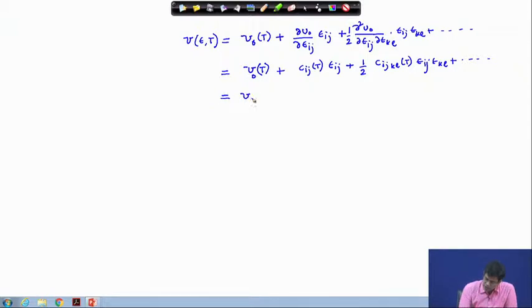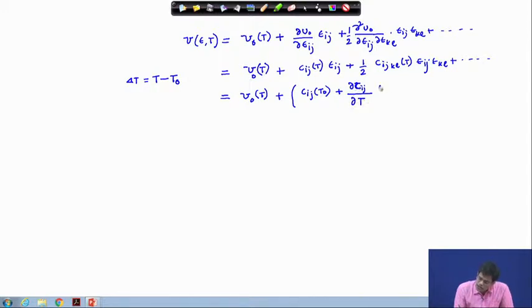Now again, if I expand this in terms of temperature, for instance Cij, I am expanding it again in terms of Taylor series with respect to a temperature T0. So, the temperature change delta T is actually T minus T0. So, Cij is Cij at T0 plus del Cij of T0 with respect to T into T minus T0, and then so on. This is the first term, epsilon ij.